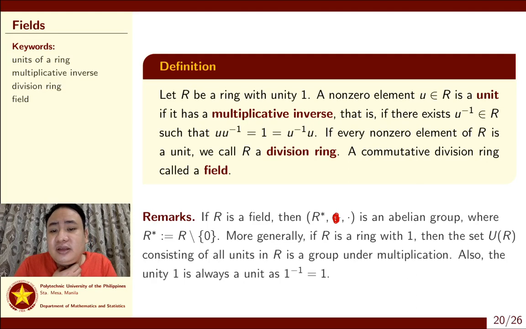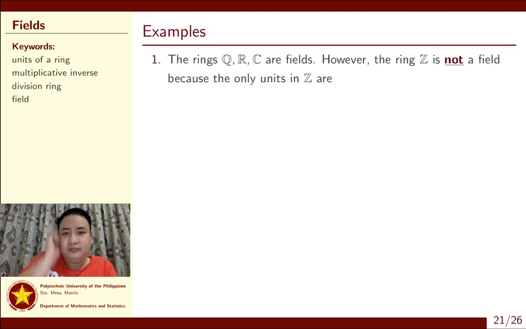Now, hindi kasi lahat ng rings ay division ring. Makikita niyo sa mga examples. Pag kinolect mo lang yung mga may inverse, sila lang yung bubuo ng group under the multiplication. And by default, unity na 1 ay unit, kasi ang 1 times 1 ay 1. So, ang inverse na yung sarili niya. Okay. So, as examples, the rings Q, R, and C are fields.